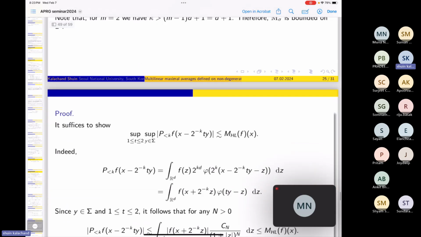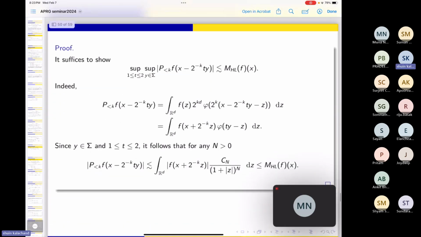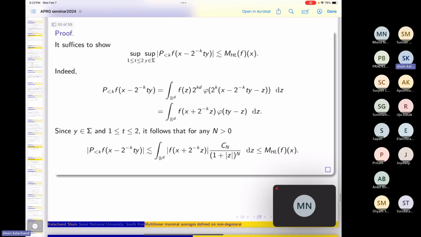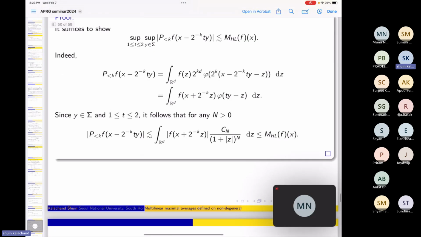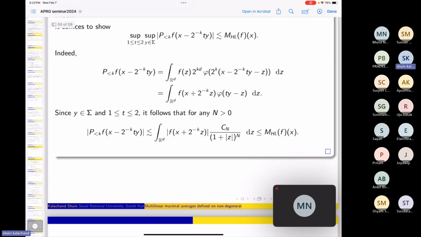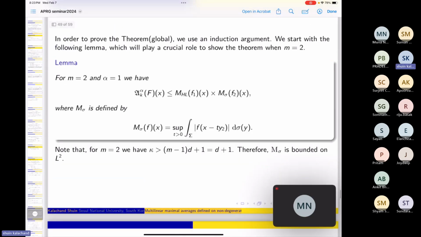Now, the proof of this lemma is not very difficult. So see that the supremum over t from 1 to 2 and supremum over y belonging to sigma is dominated by the Hardy-Littlewood maximal function. It follows from the definition of this Littlewood-Paley projection operator. So here phi is a nice function. Therefore, the modulus of this function will be dominated by this integral, and from here we can get the Hardy-Littlewood maximal function. So therefore, this lemma holds.